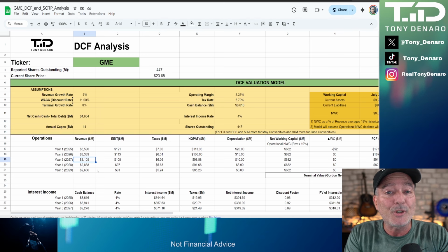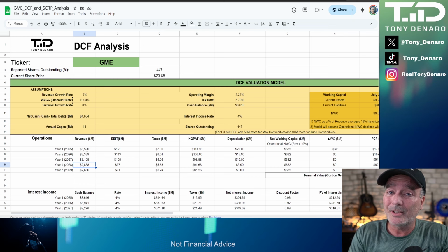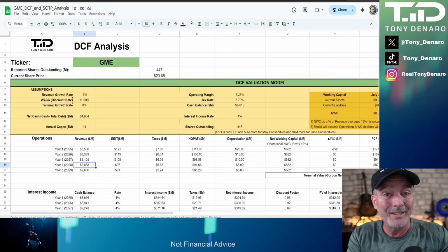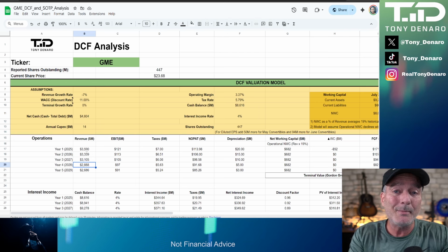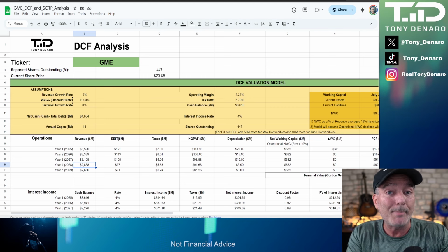But look, I'm trying to do a fair and reasonable assumptions list here. Really, I think what we should focus on not so much is the revenue, because GameStop is going to continue closing stores until they tell us that they're done. But maybe the most interesting thing is what is going to happen with operating margin.